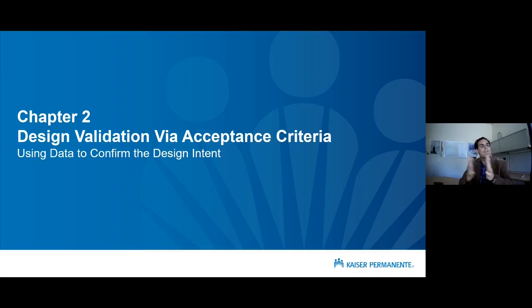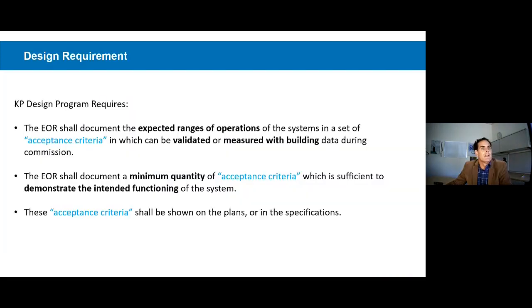Okay, so now we'll talk about acceptance criteria and design validation. For plant maintenance work, our requirement is that the engineer of record documents the expected ranges of operations that the system is going to have in a set of acceptance criteria. Those acceptance criteria need to be in the contract documents, and we are going to measure them directly during commissioning.